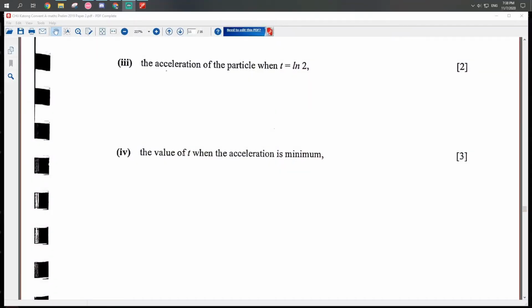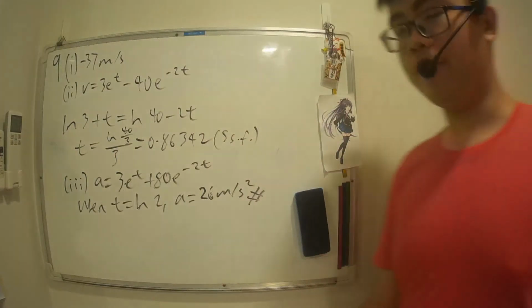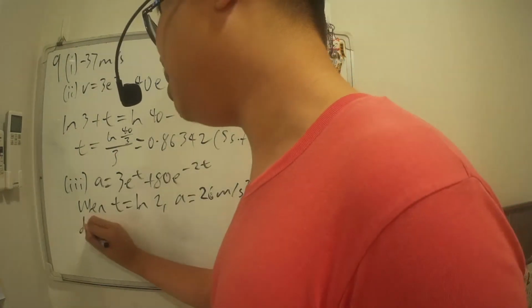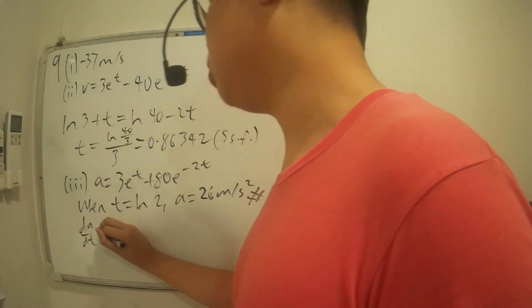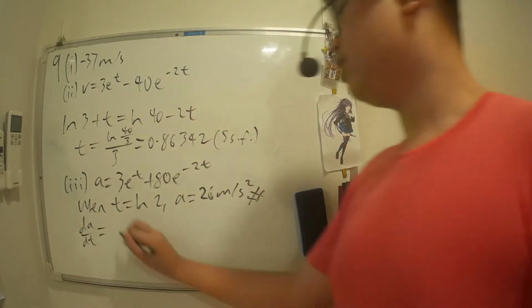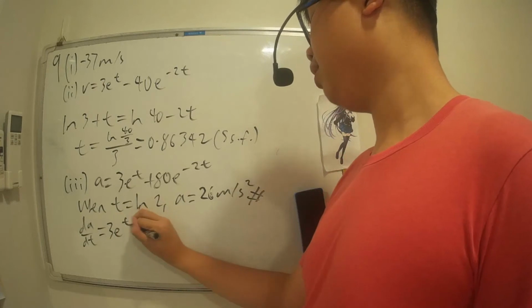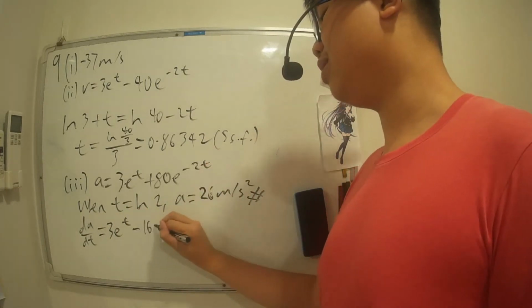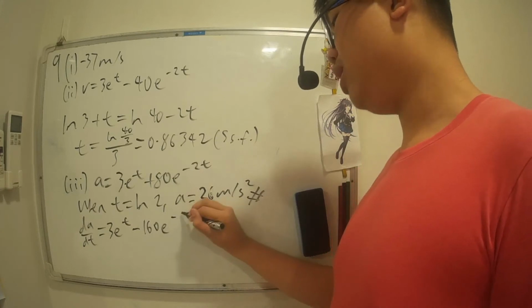Part 4. Find the value of t when the acceleration is minimum. This one's a bit weird because usually we don't find the derivative of acceleration, we stop there. So there's no letter we can use for that. I'll just write dA/dt, which should not be difficult to find, but it's unusual. So it's still 3e^t. Then I have to bring down the minus again. So minus 160 e^(-2t).